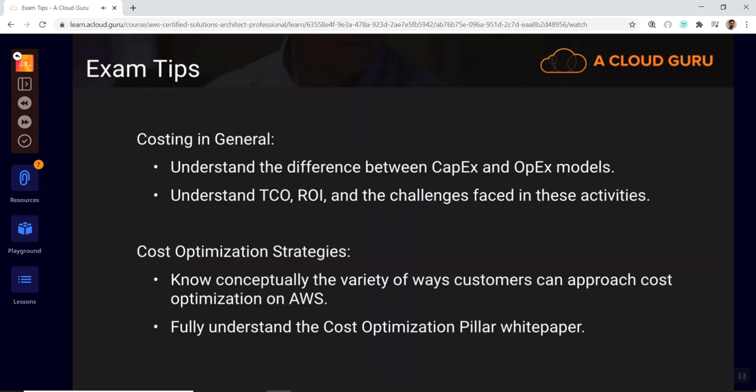So in general, you need to know the difference between CapEx and OpEx, as well as fixed costs and variable costs. You should understand what TCO is, what ROI is, and the challenges faced with those activities. For cost optimization strategies, you should know conceptually the variety of ways that customers can approach optimization on AWS. And you should really fully understand the cost optimization pillar white paper that I referenced in the wrap-up section.